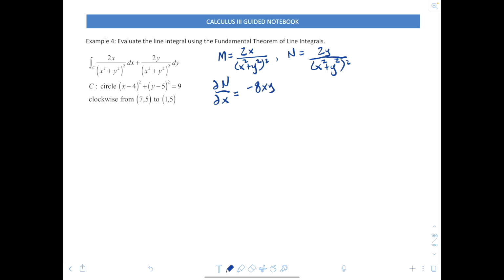xy over x squared plus y squared cubed. And is that equal to dM, the first partial of M with respect to y? So look at it there. Using your chain rule, you'd have a 2y, you'd have a negative 2 from the power rule, so you'd get negative 8xy over x squared plus y squared, the quantity cubed. So we're good. So F is conservative.